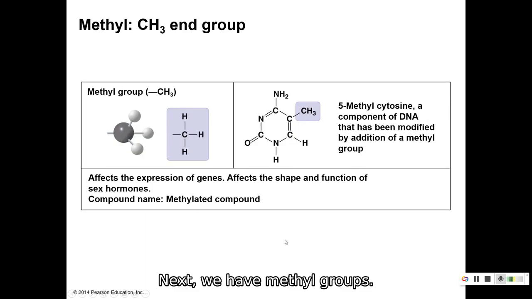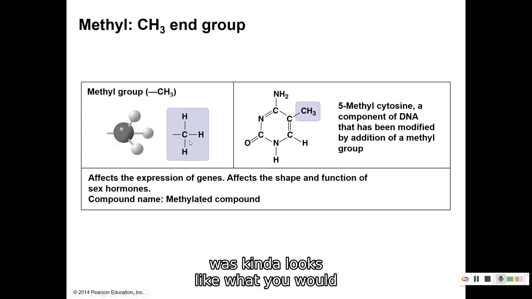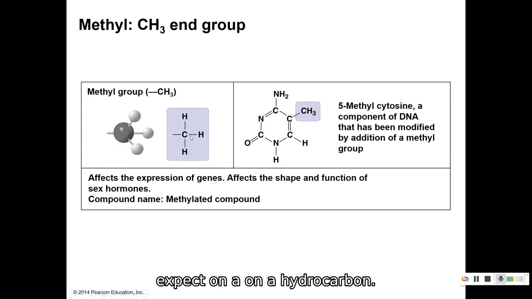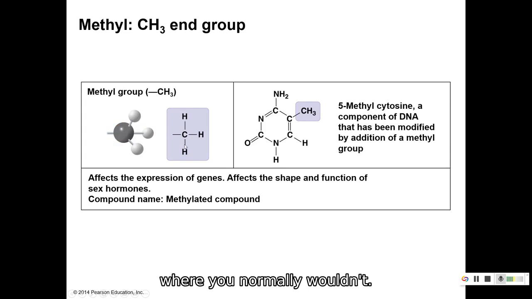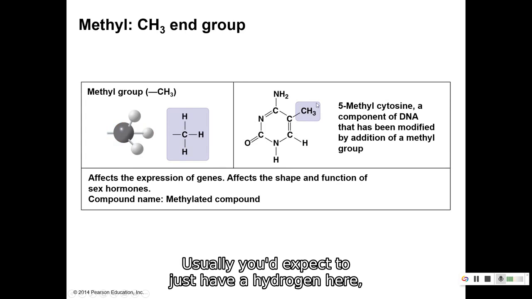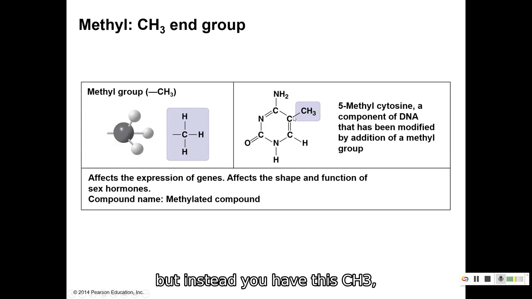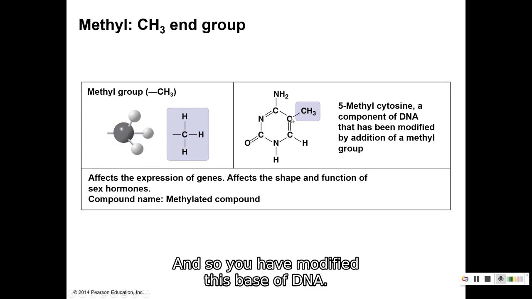Next we have methyl groups. Methyl groups are just a CH3, which kind of looks like what you would expect on a hydrocarbon, but this is adding an extra carbon where you normally wouldn't. So here, this is cytosine. Cytosine is a base of DNA. And usually you'd expect to just have a hydrogen here, but instead you have this CH3, so it's methylcytosine. And so you have modified this base of DNA.